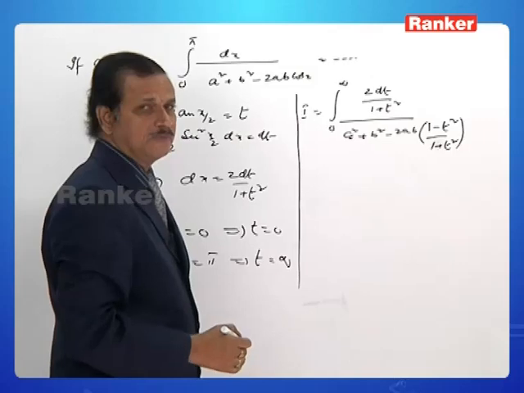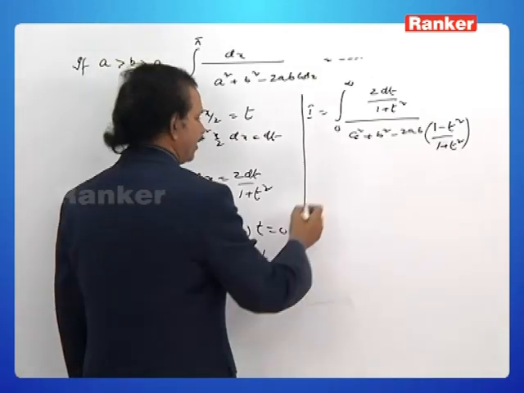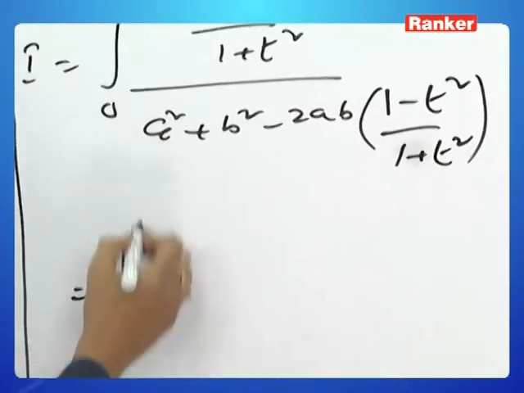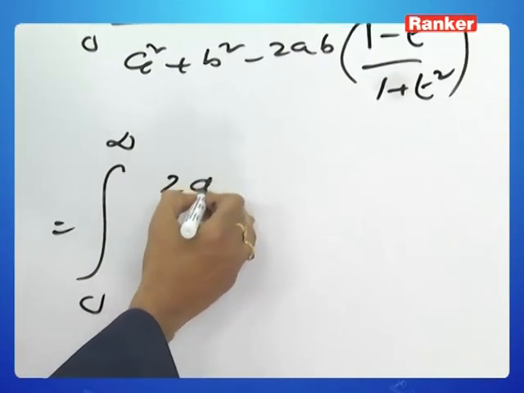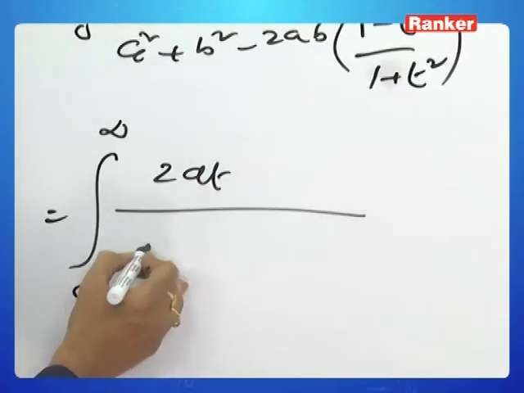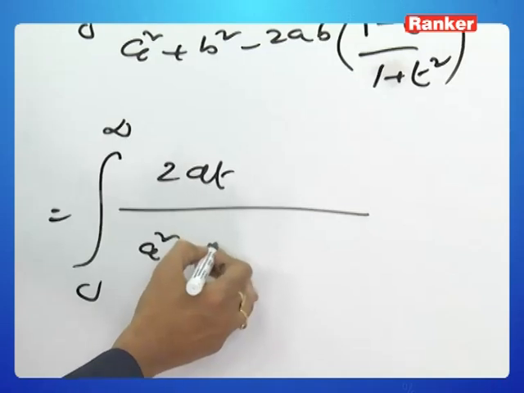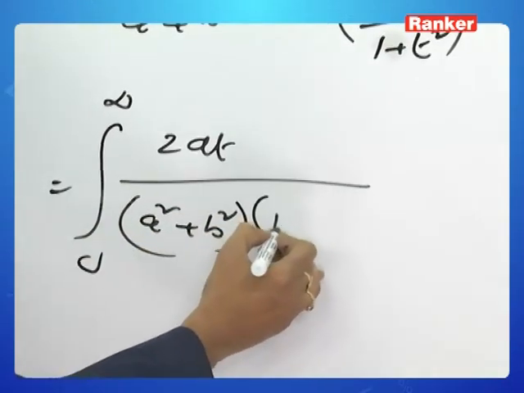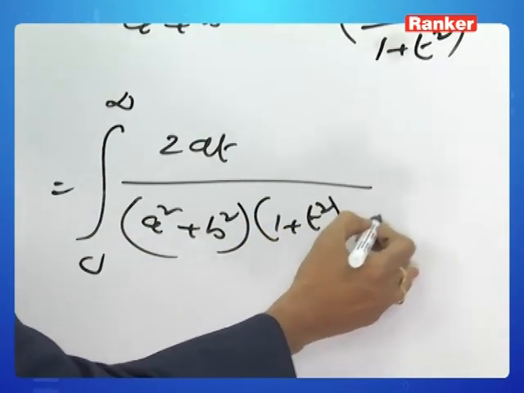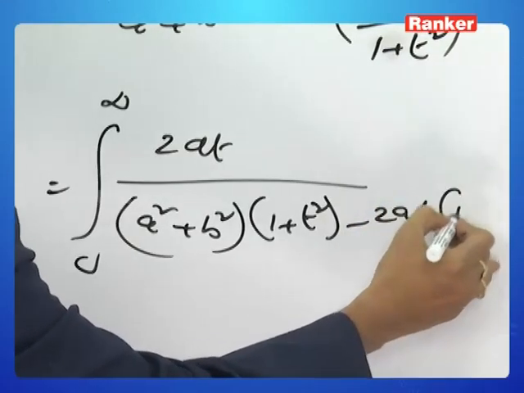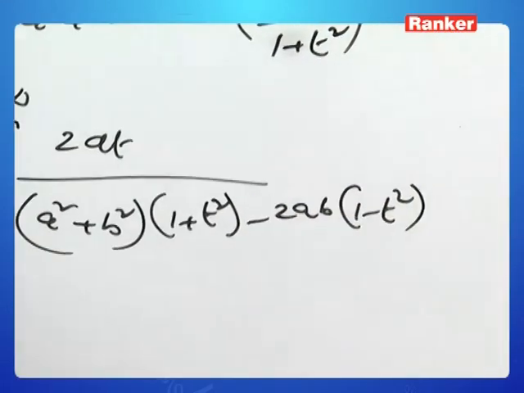Basing on that, we write 1 minus t square by 1 plus t square. Good. Multiply with 1 plus t square on both numerator and denominator so that it becomes integral 0 to infinity 2 dt by a square plus b square into 1 plus t square minus 2ab into 1 minus t square, isn't it?